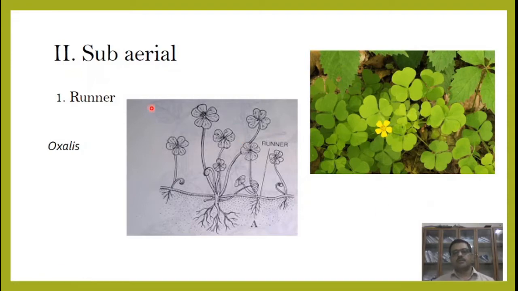Now the second major type are the subaerial stems, which grow parallel to the soil, and the subtypes include runner. Runner grows parallel to the soil and gives rise to roots at regular intervals, and runners are developed from the base of the stem. Oxalis is a characteristic example of a runner.